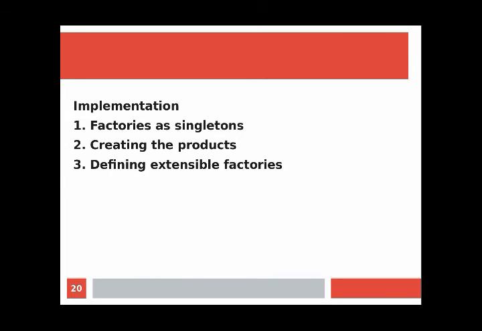Here, first is factories as singletons. An application typically needs only one instance of a concrete factory per product family. So it's usually best implemented as a singleton. And the second is creating the products. Abstract factory only declares an interface for creating products. It is up to concrete product subclasses to actually create them. The most common way to do this is to define a factory method for each product. A concrete factory will specify its products by overriding the factory method for each.